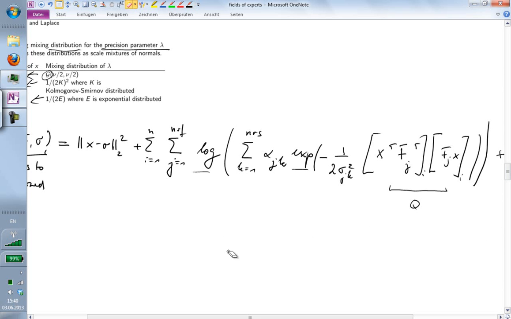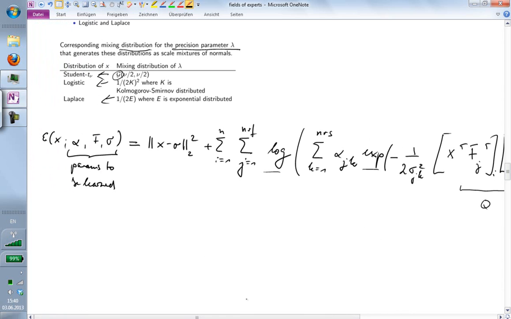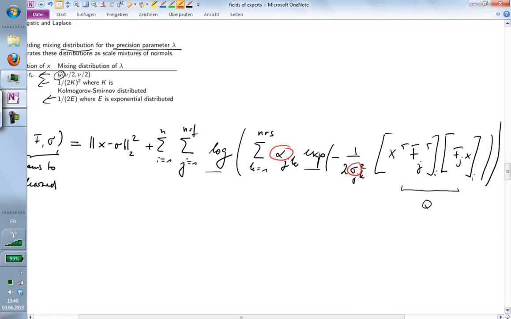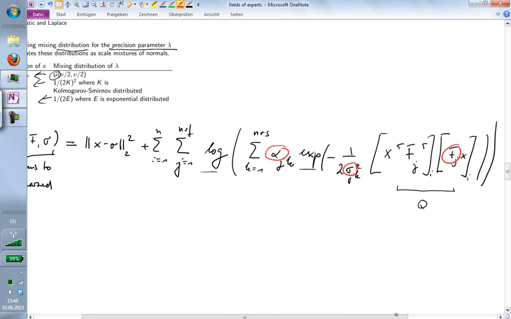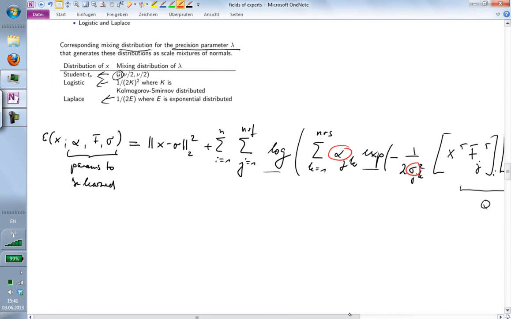So you're asking how do we get sigma? It's one of the parameters of the procedure. So the parameters are these weights alpha, the standard deviation sigma, and then the nature of the filters themselves. We're trying to learn alpha and F and sigma, yes.